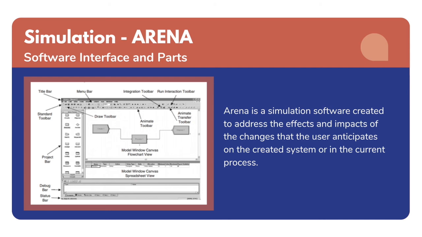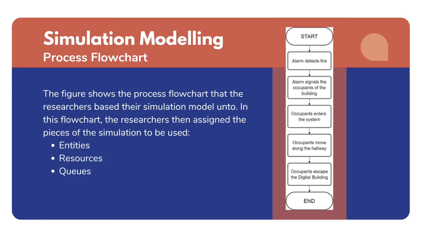Since we are using time as data, the researchers focus on the discrete event modeling in Arena, as this kind of simulation anticipates change in distinct point of time. The slide shows the process flowchart where we based our simulation model on. It starts with the alarm detecting the fire smoke, then it will signal the occupants of the building. As they were alarmed, they will then leave their rooms and enter the system, which will be modeled on Arena. As they leave the rooms, they will then utilize the hallway before escaping the digital building through the exit doors.